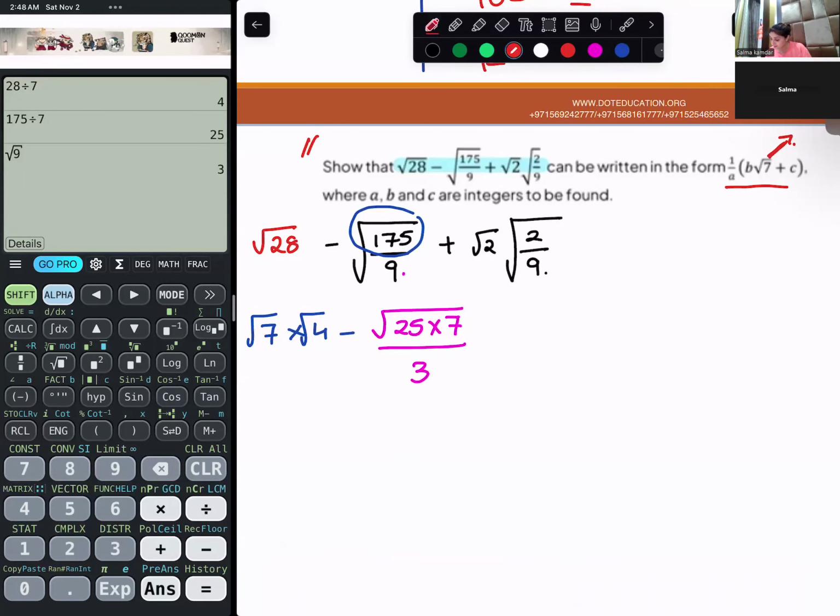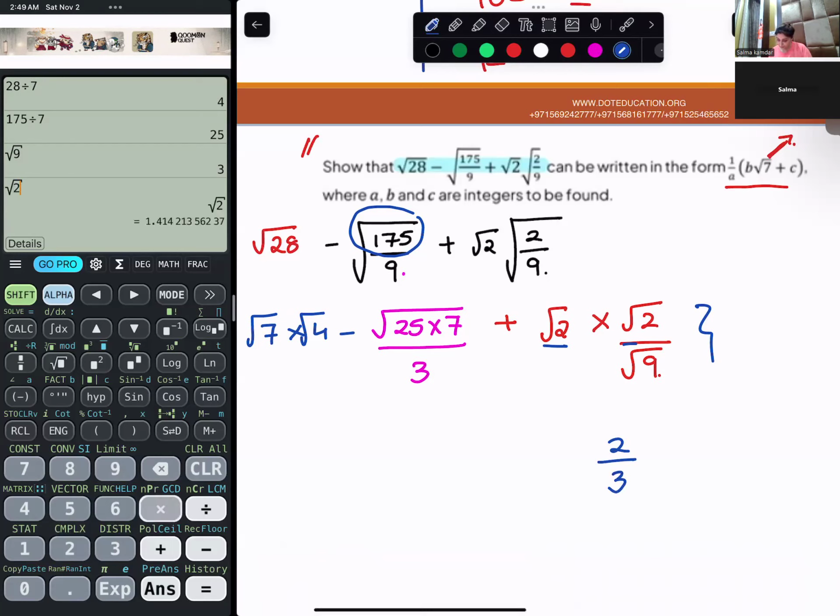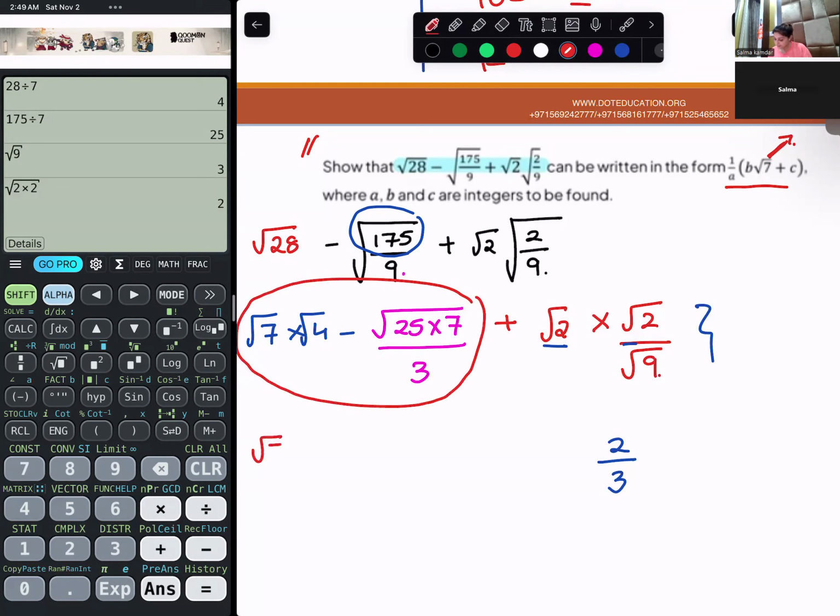Now you have the third term, that is plus root 2. Now if you see, I will break this root 2 over root 9. When I solve just this part, root 2 into root 2 gives me 2 and root of 9 is 3. If you want, you can check: root 2 into root 2 gives us 2 and root of 9 is 3. Now I have the other part, that is this part, root 7. Root of 4 is nothing but 2.